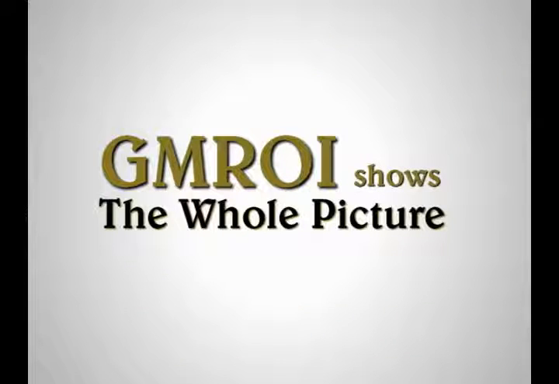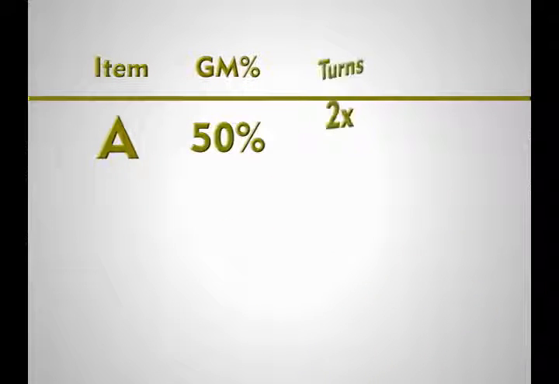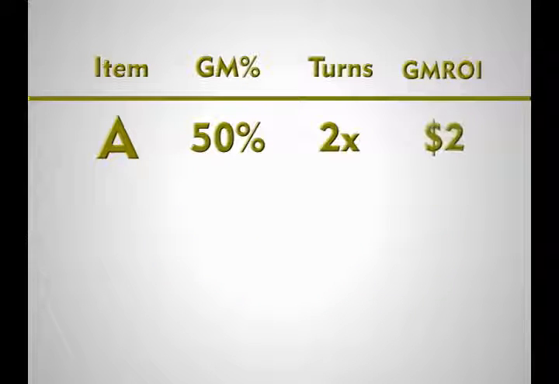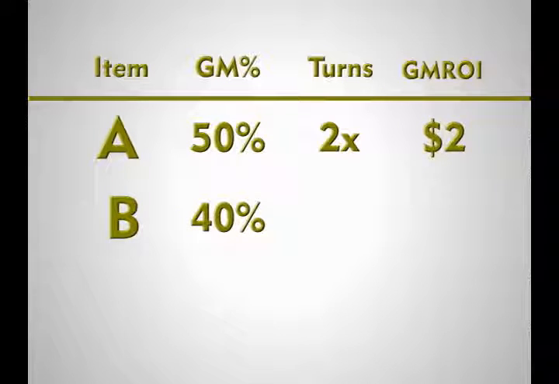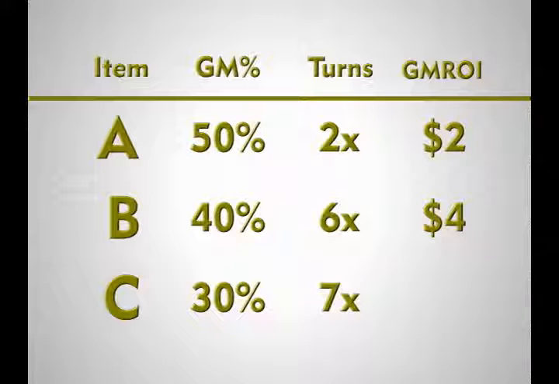GMROI shows the whole picture. Item A, with a gross margin percentage of 50%, had 2 turns. Its GMROI, $2. Item B, at a 40% gross margin, had 6 turns, with a GMROI of $4. Item C, 30% gross margin, had 7 turns. Its GMROI was $3. In actuality, item B earns the most gross margin per dollar invested.